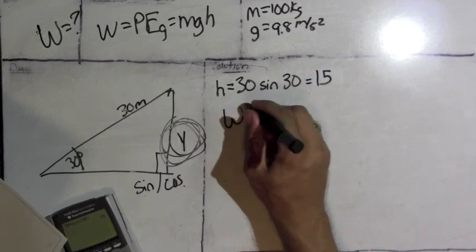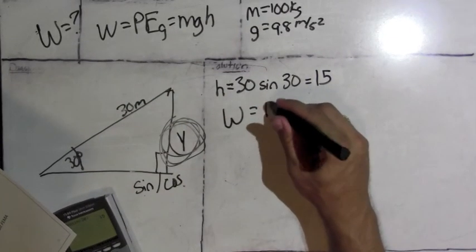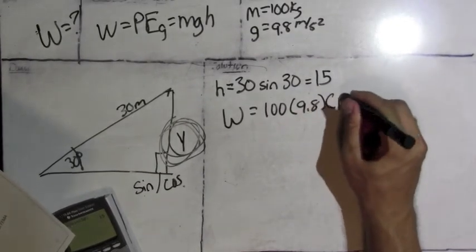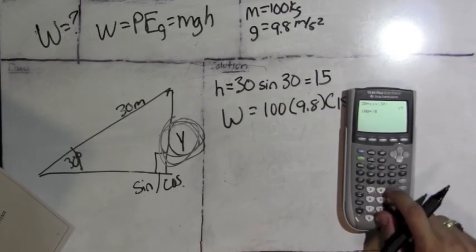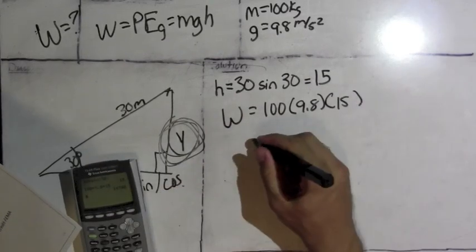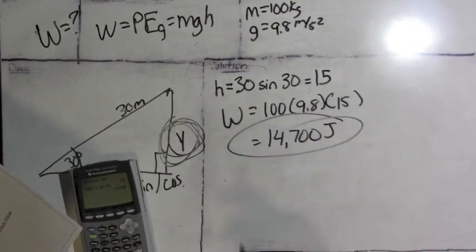So the work, or potential energy due to gravity, is equal to 100 times 9.8 times 15. So once you do that, 100 times 9.8 times 15, you get 14,700 joules of energy.